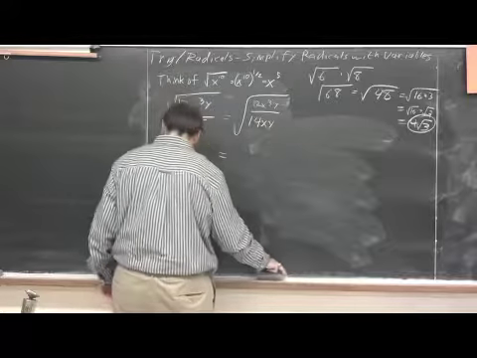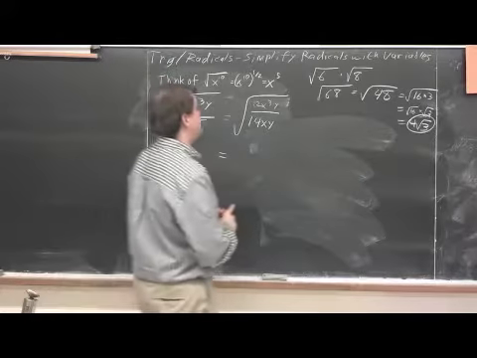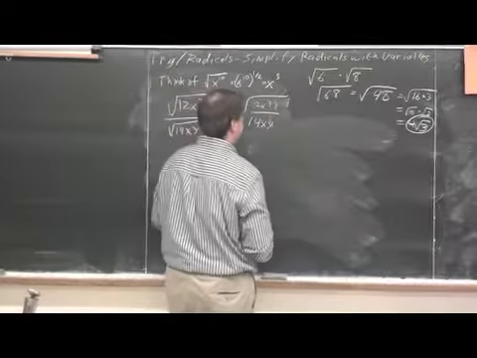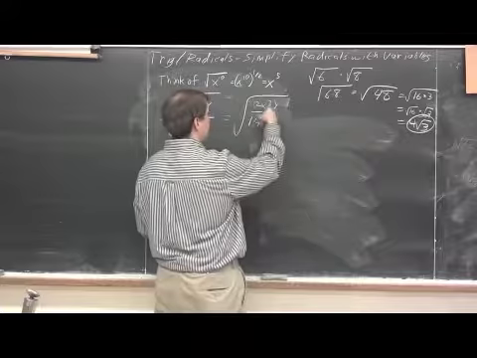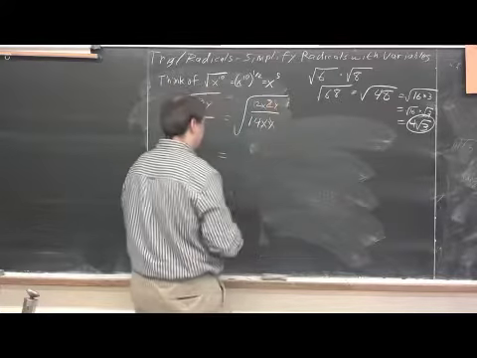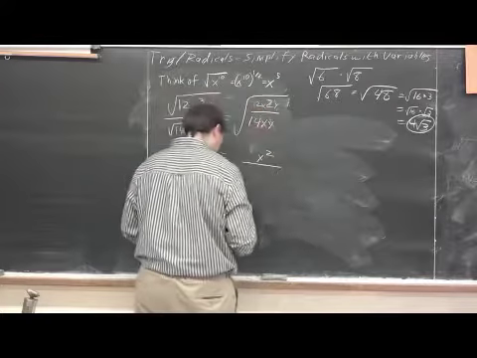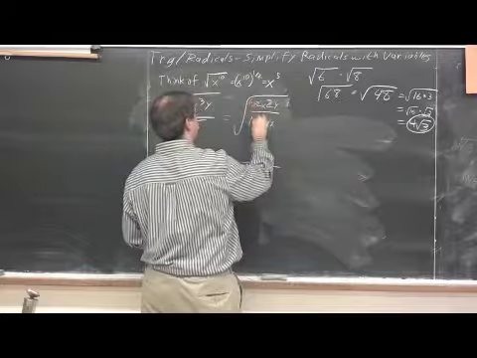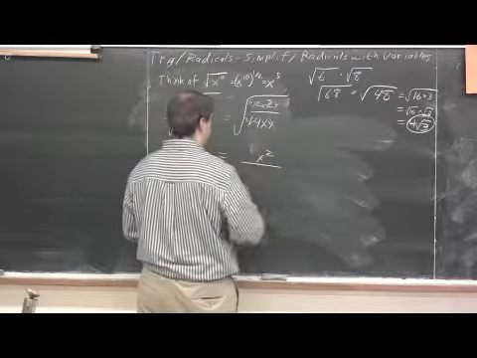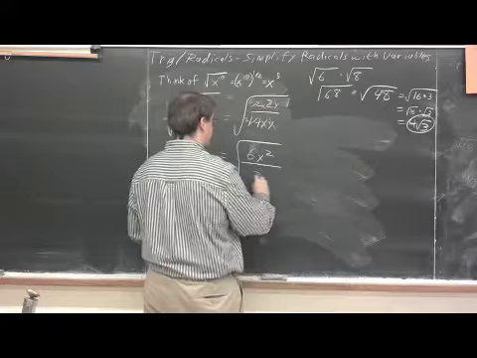Let's see. Get some colored chalk. The y's cancel. The x to the 3rd will reduce with the x and just have an x squared left over. I'm going to write that. And then 12 over 14, I can take a 2 out of both of those. I have 6 and 7. So that gives me the big square root of 6x squared over 7.